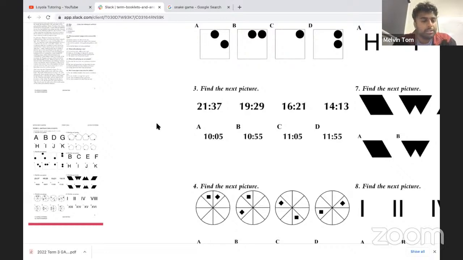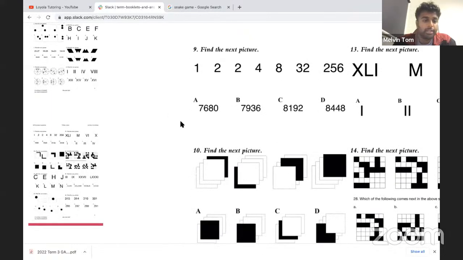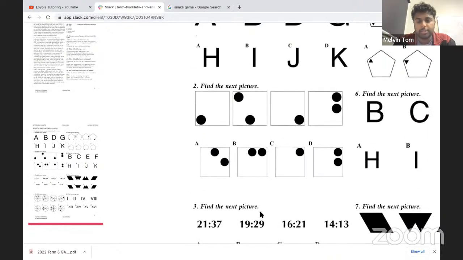All right, Ishan, question number 10. Let's take a look at 10. All right, we've already done 10. Question 2, we've already done question 2, I believe. Oh no, we haven't done question 2. Okay.